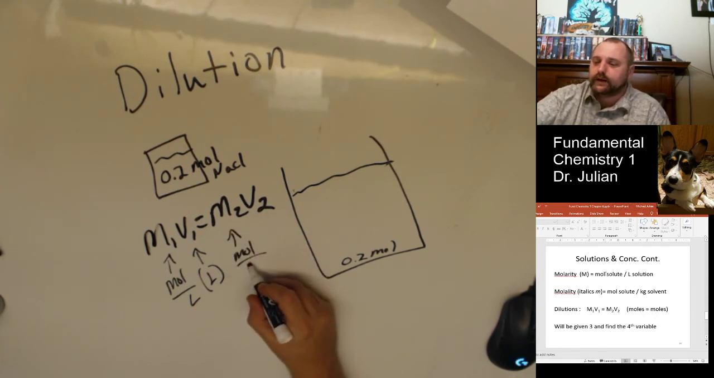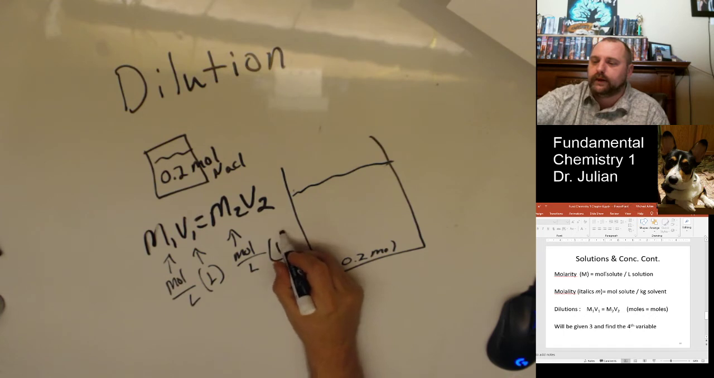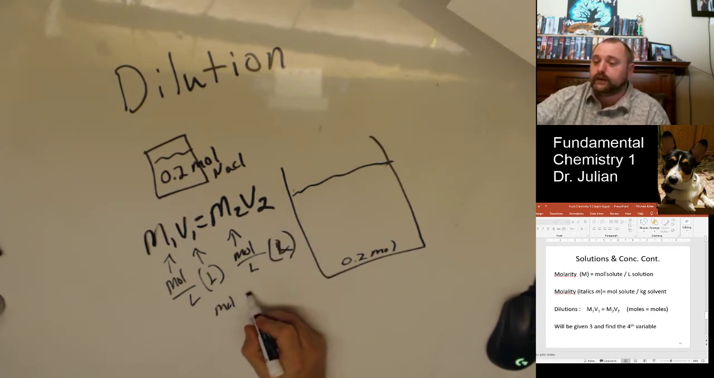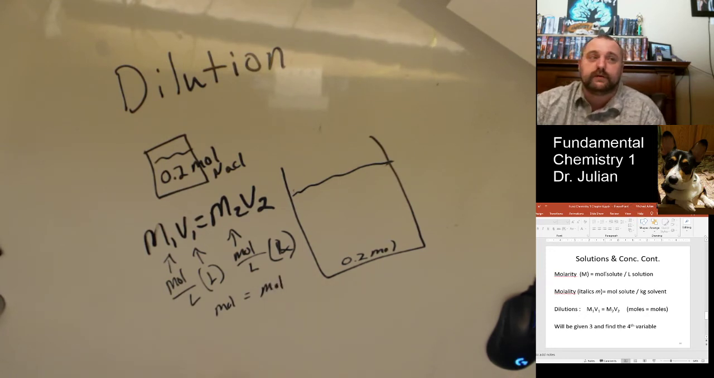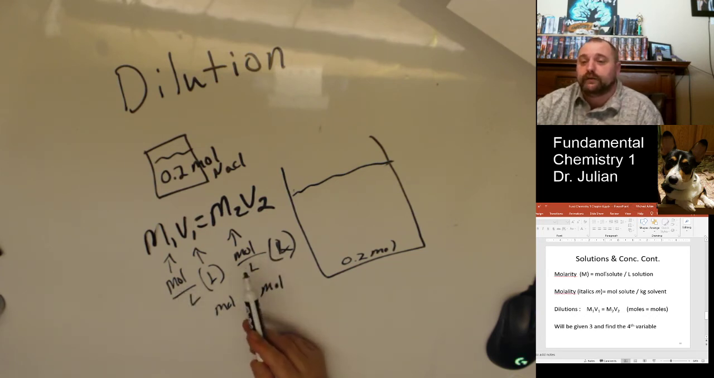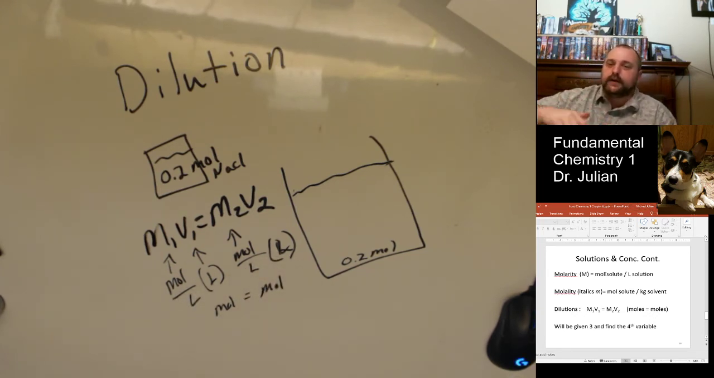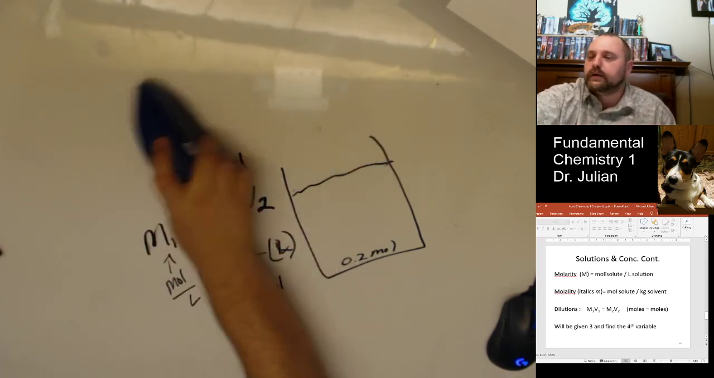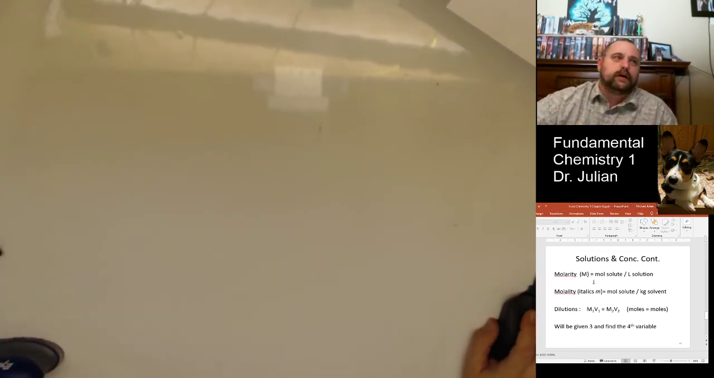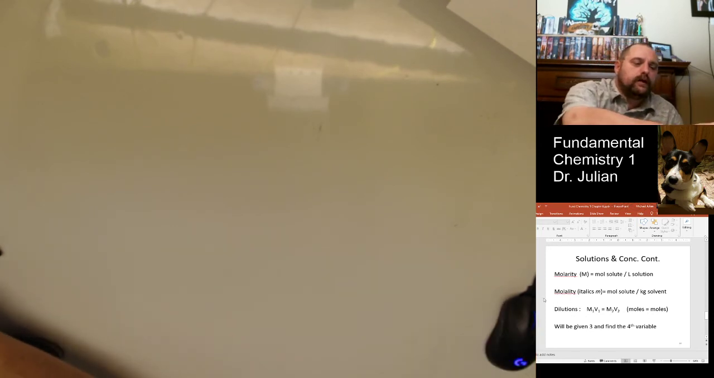Well, what happens when I multiply these by liters? I get moles equals moles. The moles we started with is equal to the moles we end with. These problems are nice and easy. We'll give you 3 out of the 4 variables. You solve the 4th. Man, super easy. They're great. Love those. M1V1 equals M2V2. Give me 100 of those on a problem. I'm testing. Take them all day.